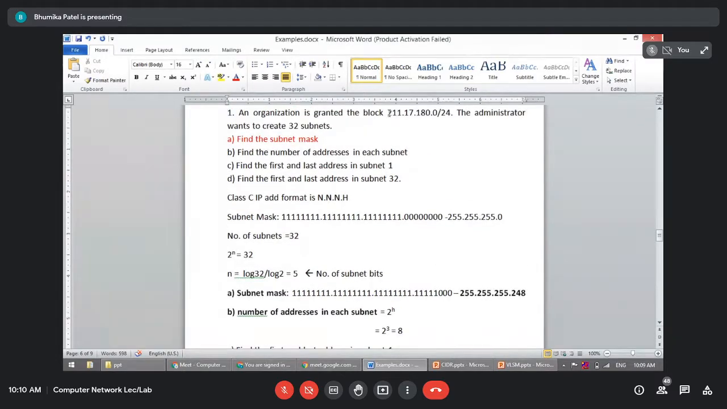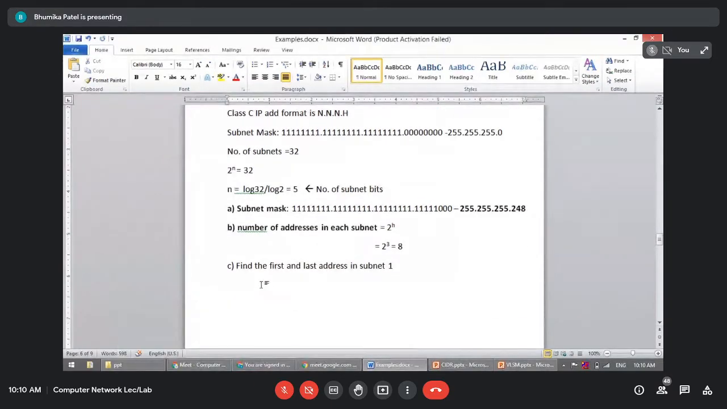So in the question we are given 211.17.180.0. Does everyone understand? So we are going to start with this IP address for subnet 1. Okay, and what will the last IP address be? Can anybody tell me what the last IP address in subnet number 1 can be?